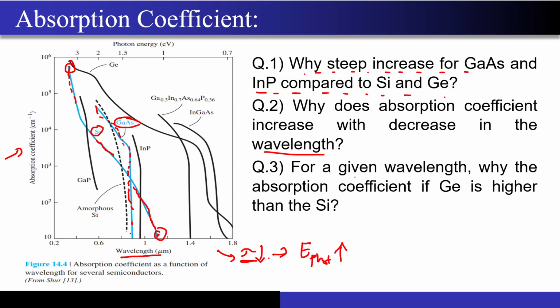So very good answer. Now coming to the third question, for a given wavelength, why is the absorption coefficient of germanium higher than silicon, correct. So based on the same answer that was given by the previous student, you know the germanium's band gap is close to maybe, I don't remember exactly, maybe 0.68 or 0.7 eV. Just correct me if I'm wrong, okay? The silicon is around 1.12 eV.